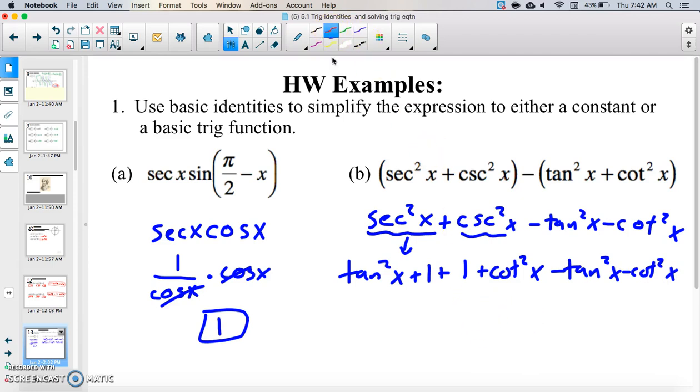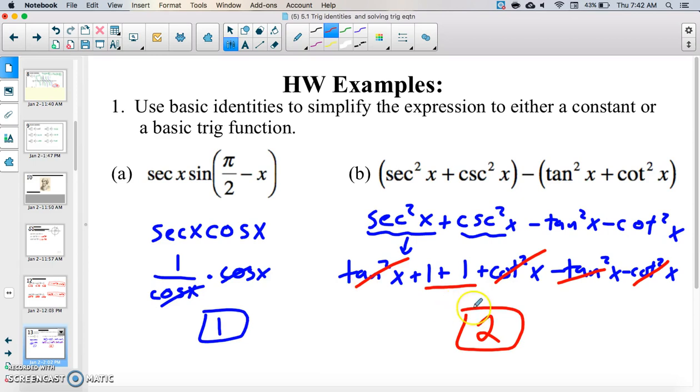So from here, we've got a tangent squared and a minus tangent squared, so those go. A cotangent squared and a minus cotangent squared, so those go. So all I'm left with is 1 plus 1. So my answer is 2. So that's a nice way that your identities can help you simplify. So that is the end of these notes.